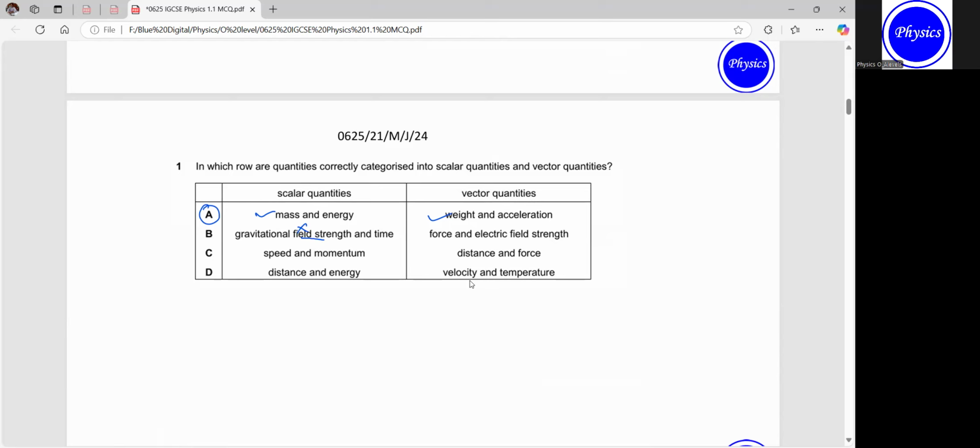Speed and momentum. Momentum is a vector quantity. It is listed under the scalar quantities. This is also wrong. Distance and energy. Of course, they are scalar, but velocity and temperature. Temperature is wrong under the vector quantities. Okay. So option A is correct.